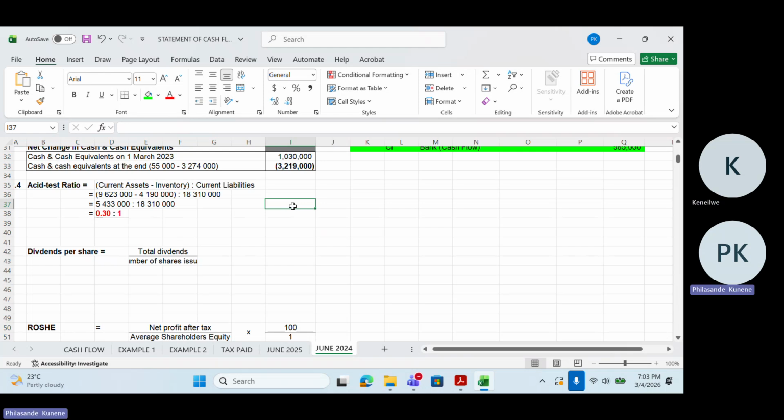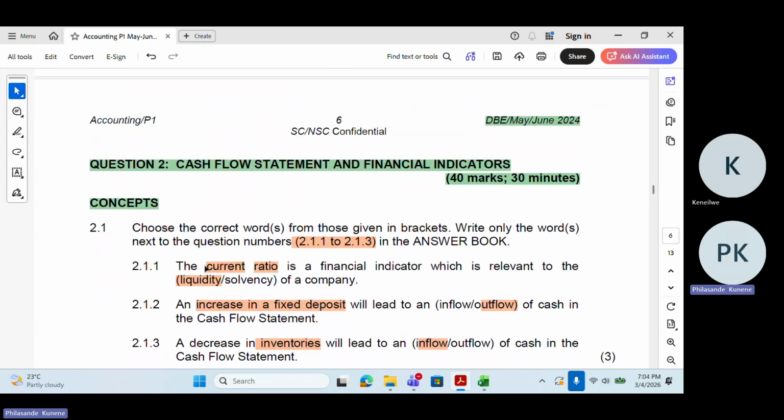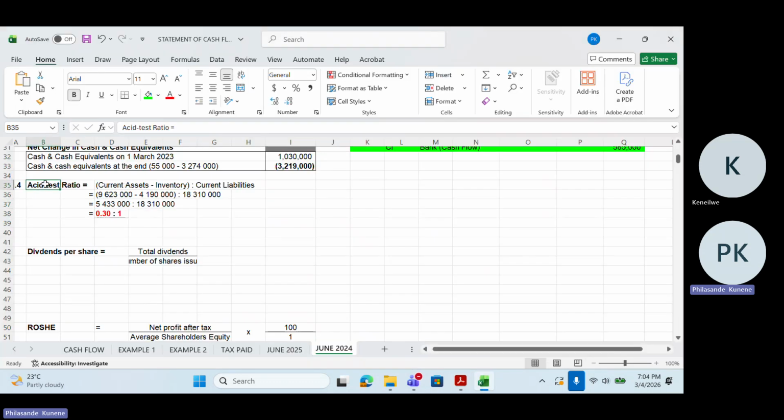If we had to remove inventory. That liquidity we were talking about on the first question, remember what we said there: the current ratio is a financial indicator which is relevant to the liquidity of the company. That is true, but not the current ratio only. Even the acid test ratio is relevant to the liquidity as well.